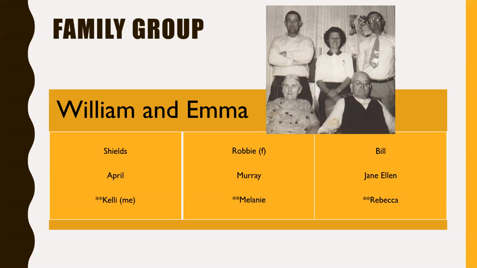Next to Shields, you'll see his sister, Robbie. You'll see Murray and Melanie. And then next to Robbie, you'll see my grandfather's brother, Bill, daughter, Jane Ellen, and Rebecca.